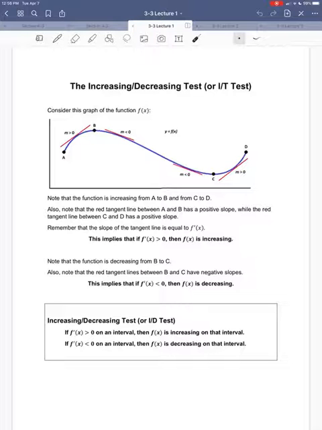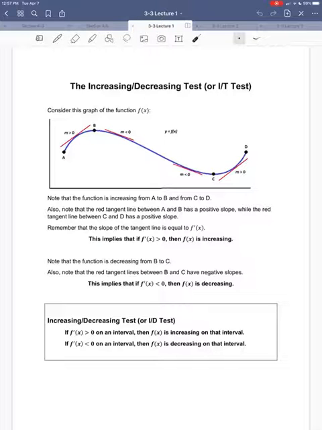If we look between a and b, I've drawn one of the tangent lines up here, and that has a slope that's greater than 0. That tangent line is going up from left to right, and that's where the function is increasing. Also here from c to d, the function is increasing, and one of the tangent lines there has a positive slope going up from left to right. And if you imagine drawing lots of tangent lines between a and b, or between c and d, all of those tangent lines would have positive slopes.